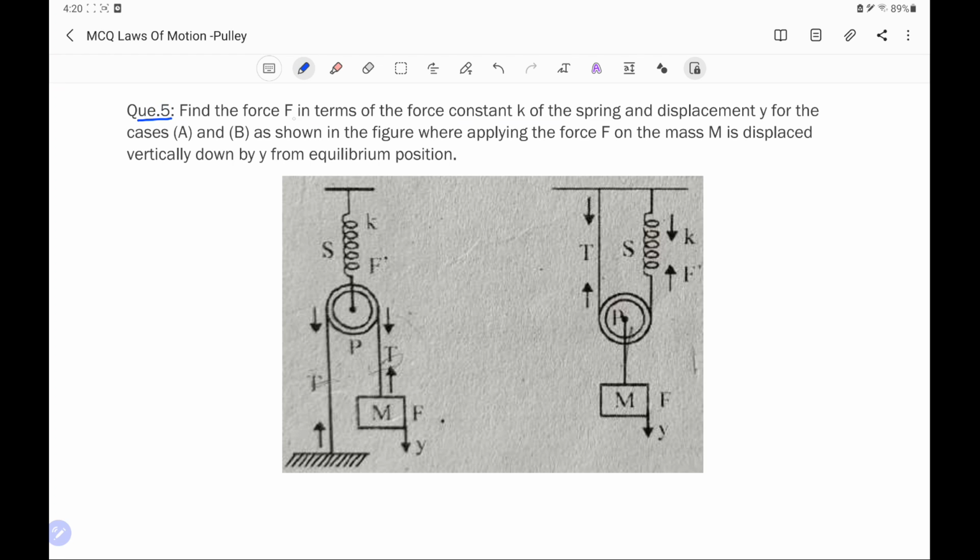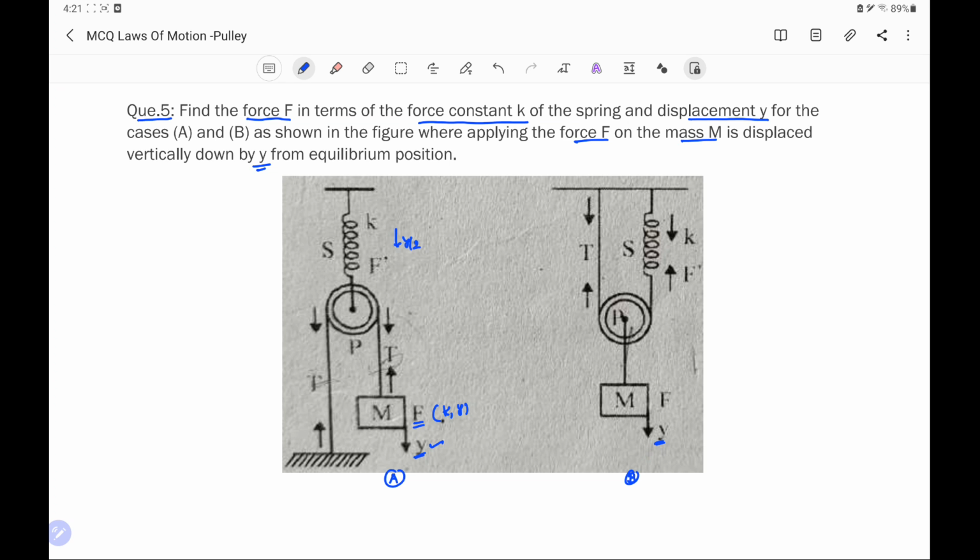Fifth question is, find the force F in terms of the force constant K of the spring and the displacement Y for the cases A and B. These are the two cases A and B for which we have to find this force in terms of force constant K and displacement Y, where displacement Y is shown for the mass M. We are applying the force F, and the mass M is displaced vertically down by Y from the equilibrium position. In the case of figure A, we know that if mass M is displaced by Y, then the spring will be stretched by Y by 2.